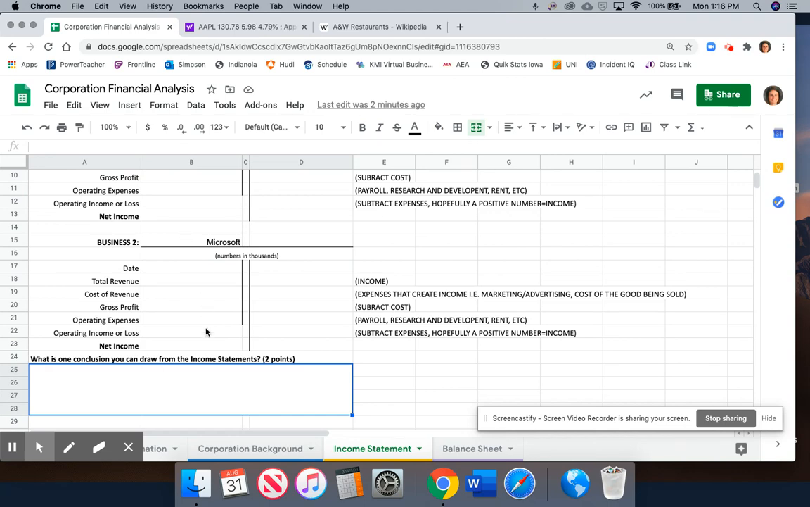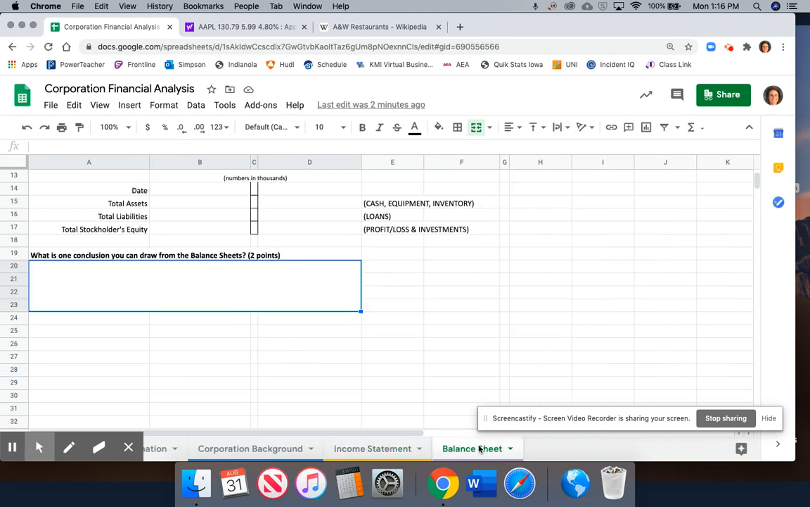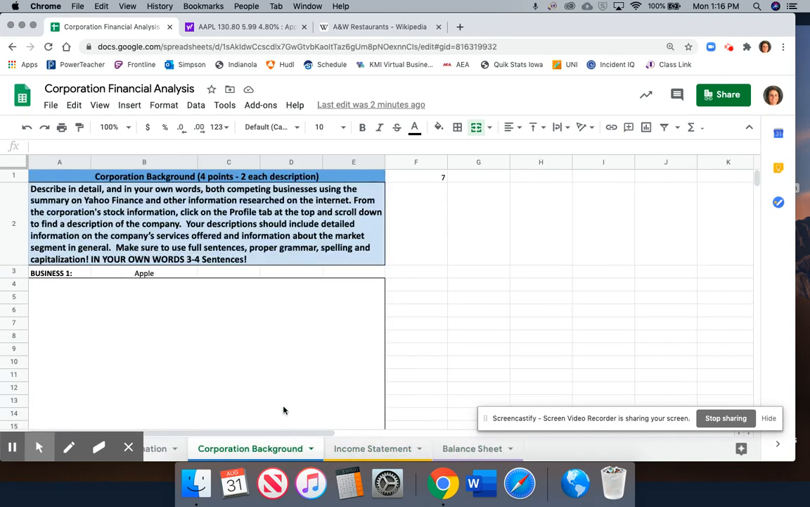So that is what we're doing on this income statement and balance sheet. And at the end of the semester, we will be able to create our own income statement and balance sheet using all the knowledge that we've learned for the year.